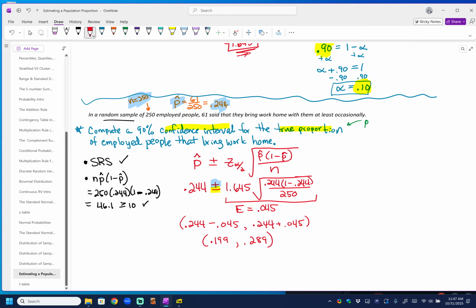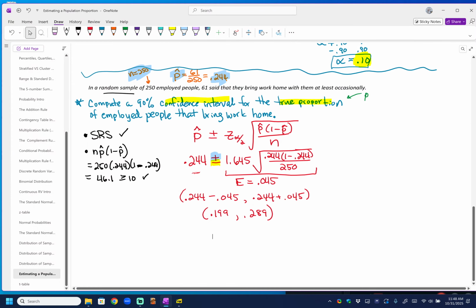So to be clear, we do not know what the true proportion of employed people that bring work home is. We used 0.244, our sample proportion, as a point estimate, or a guess, basically, on what that will be. But we now have a better understanding of what p could be. It could fall anywhere in this span of numbers, our confidence interval. Along with every single confidence interval that you compute, you will also be asked to interpret.